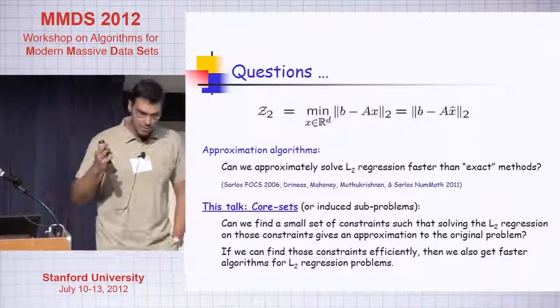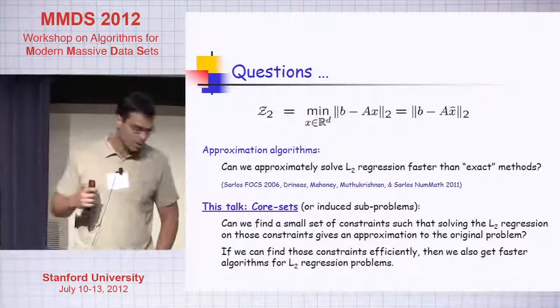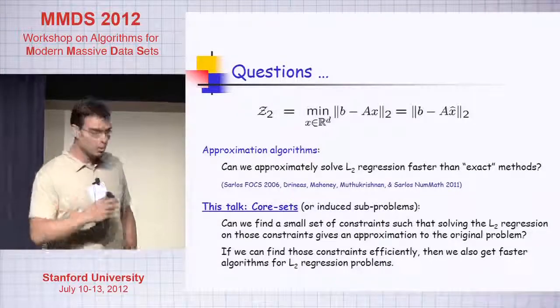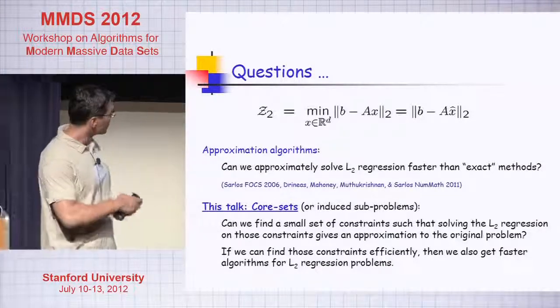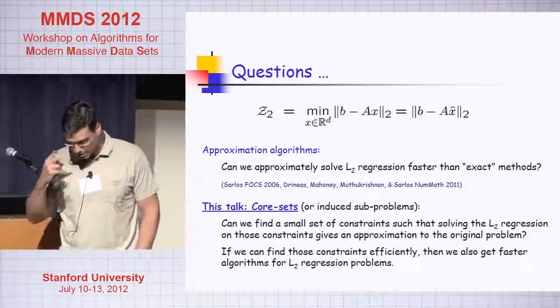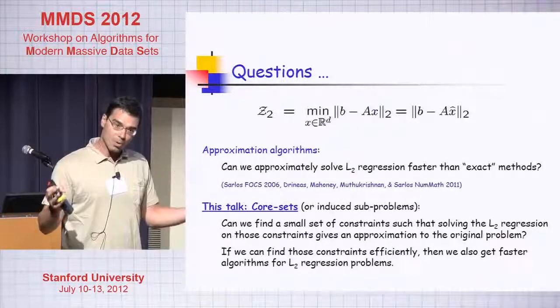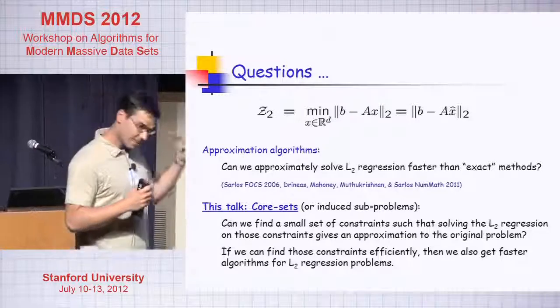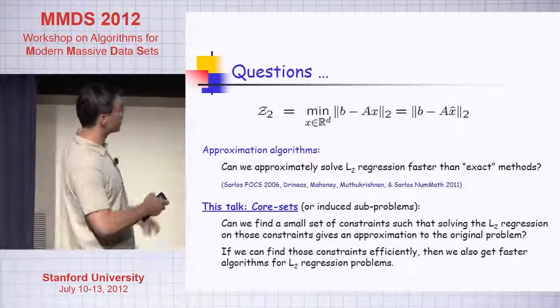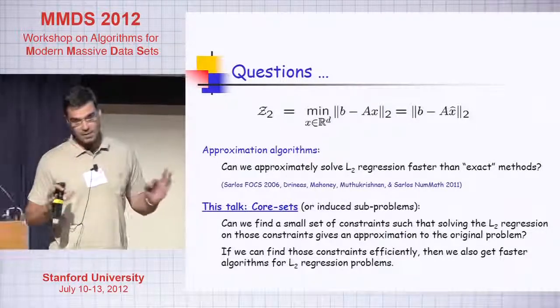So we know all this, we know how to solve this exactly, in order n d squared time, and so on and so forth. What am I going to be doing? First of all, let me give a pointer to something that Michael will be talking about in the next talk, which is that there are ways, using randomized algorithms, to approximately solve L2 regression faster than exact methods.